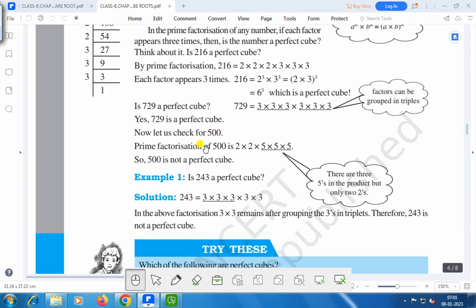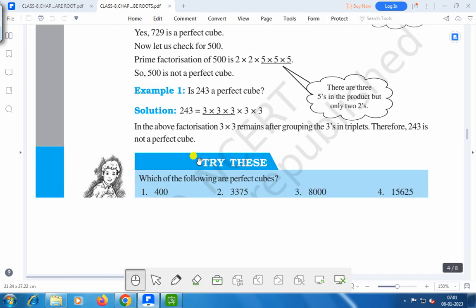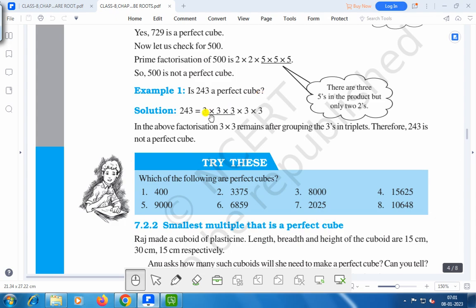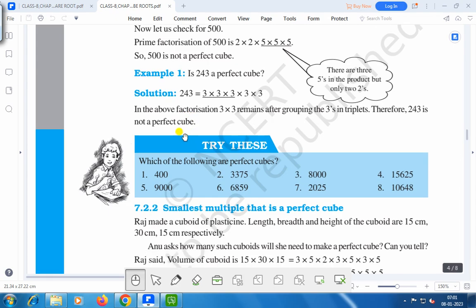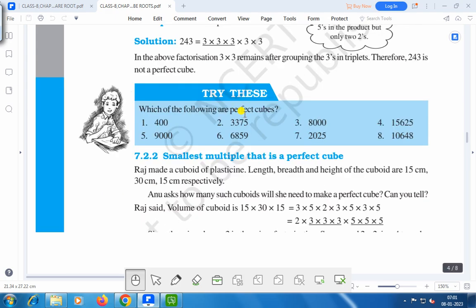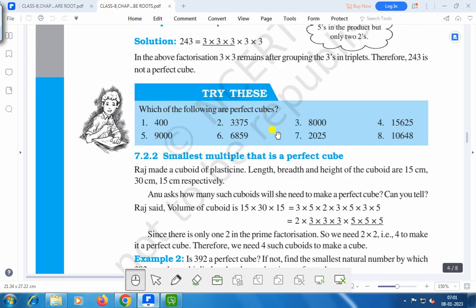Now let us check for 500. Prime factorization of 500 is this. So 500 is not a perfect cube. Is 243 a perfect cube? 243 is 3 into 3 into 3 into 3 into 3. In the above factorization, 3 into 3 remains after grouping the 3s in triplets. Therefore 243 is not a perfect cube. Try this. Which of the following are perfect cubes?